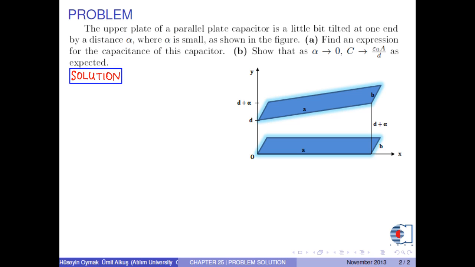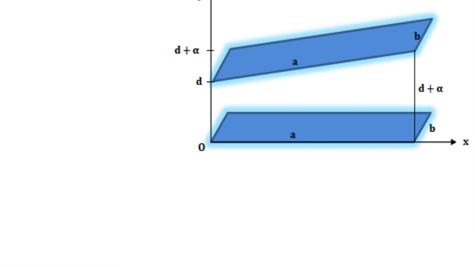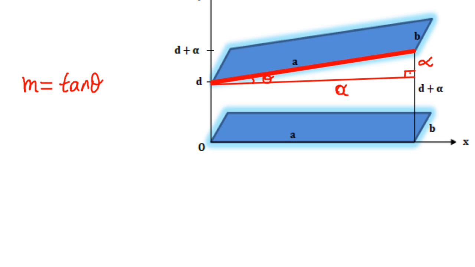In order to solve the problem, let's find the line equation of this line for the above plate. The perpendicular edges are alpha and A, and let the angle be theta. The slope of this line, which is tangent theta, is obtained as alpha over A.